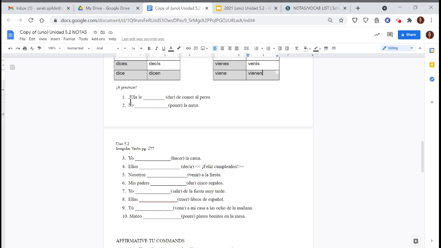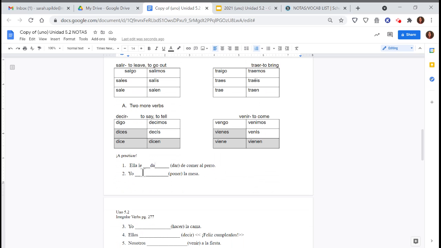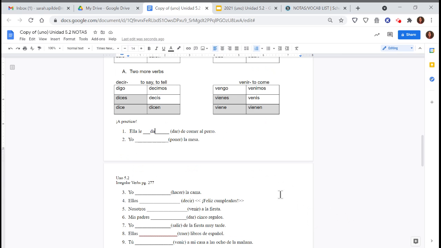So we want to say she feeds the dog. So dar is the verb that we need. If we notice it's not the yo form, so we can just use our regular AR ending. So ella le da de comer al perro. And le is just referring to the fact we're feeding the dog at the beginning. So da matches ella. She feeds the dog.